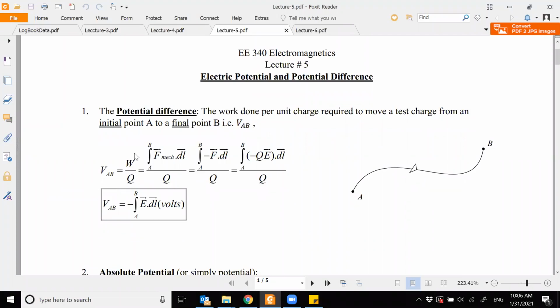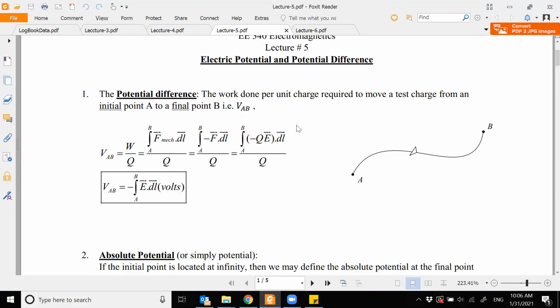So the potential difference VAB is nothing but work done per unit charge. Now what is this work done? I am borrowing the expression from your physics. It is nothing but the integral of F bar mechanical dot dl, moving from A to B. So let me just freeze this.